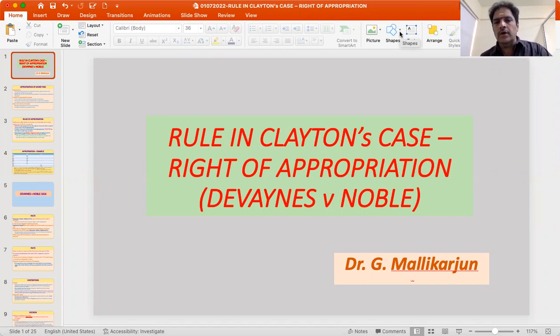Today we will talk about the rule in Clayton's case. This is basically a rule which is used for appropriation of money when someone pays money into the bank for payment of various dues, etc. What is the mechanism in which that money is appropriated is the essence of this rule in Clayton's case. Actually, what is Clayton's case? Clayton's case is Devaynes versus Noble. So we'll see this aspect.